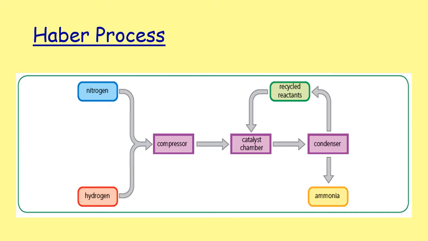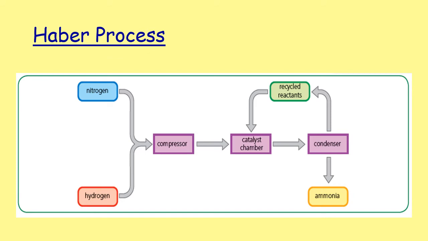So the Haber process looks like this, and there's two key points that you need to remember from this. So I'll talk through the process. Starting at the left-hand side, you have nitrogen, which is taken from the air, and hydrogen, which is taken from the petrochemical industry. Those get combined together in a compressor. What a compressor does is basically it pushes them together and increases the pressure to that 150 to 300 atmospheres of pressure. The reaction is heated in the compressor as well and is moved into a catalyst chamber.